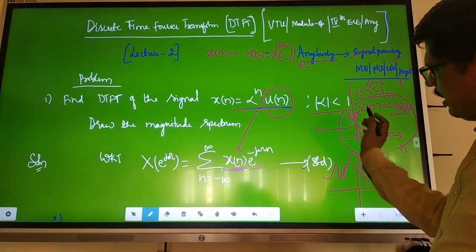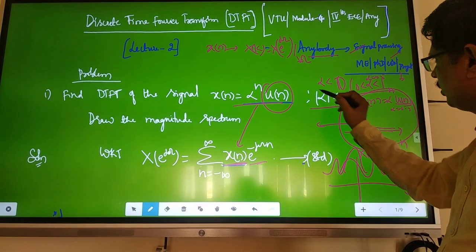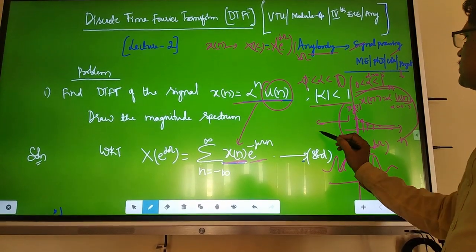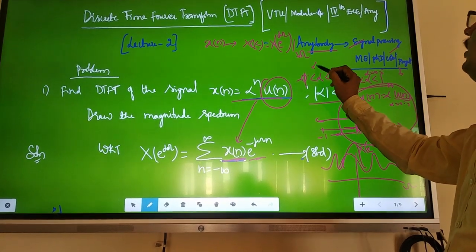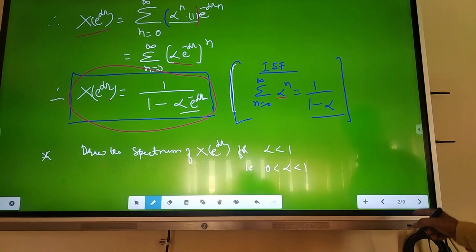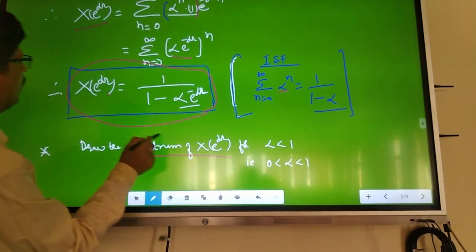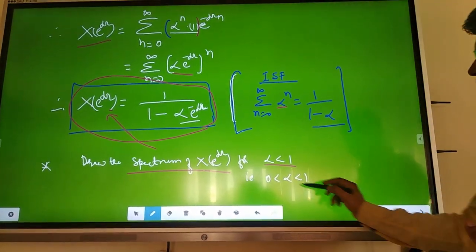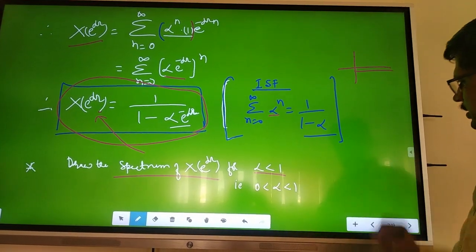The second time I will draw for the left-hand side. What is the left-hand side? Alpha value is less than 0 and greater than minus 1, this side, minus 1 to 0. Let me write minus 0.5. Now, first draw the spectrum. After getting the frequency domain representation, draw the spectrum for alpha less than 1, right-hand side, meaning alpha is less than 1 and greater than 0.